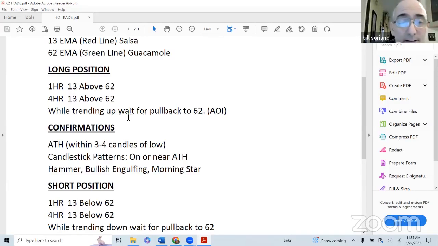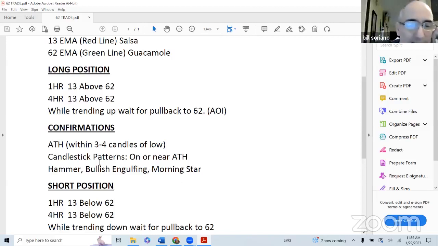Okay, so while trending up for a long position, wait for a pullback to the 62. Then our confirmations are our ATH, our proprietary indicator, within 3 to 4 candles of the low. I'll show you what I mean here. We're also looking for a second confirmation: a candlestick pattern, either on that ATH candle or near it. For long positions, there are 3 candlestick patterns that I use: the hammer, which is a 1 candle pattern, the bullish engulfing, which is a 2 candle pattern, and the morning star, which is a 3 candle pattern.